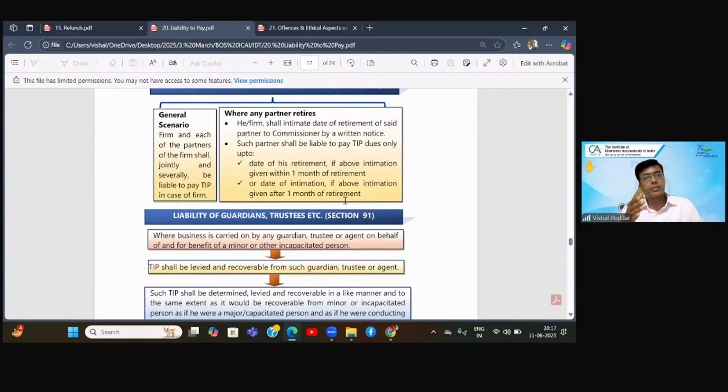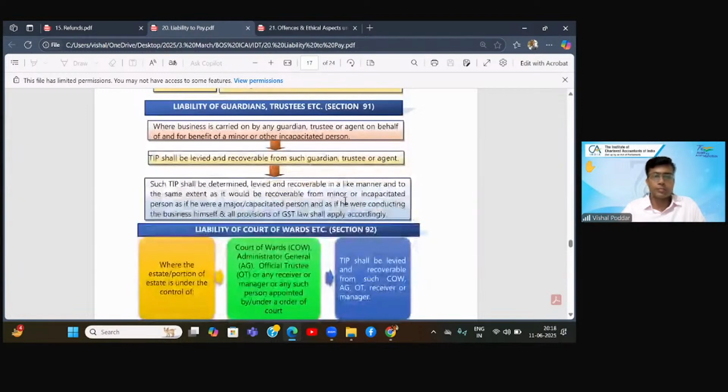So let us say a partner is retiring today. He has to give intimation of his retirement within 30 days, that is 1 month, to the Commissioner. If the partner has given this, then the partner is liable only up to today, that is the date of retirement. But if he gives intimation after 3 months, let us say in September, even though he retired today, he will be liable for any outstanding tax of the firm up to September.